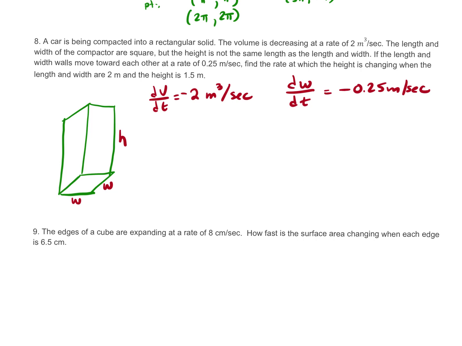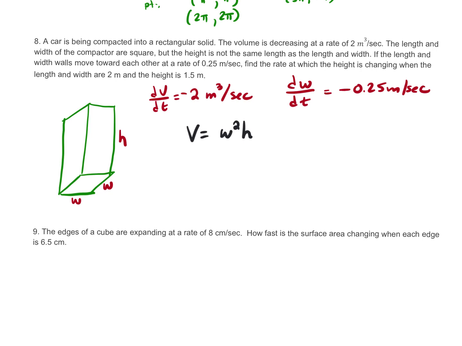And we want to know what rate the height is changing when the length and the width are those. So we first have to come up with a formula to start with. This is a pretty easy one. The volume of a rectangular solid is just length times width times height. So it's just W squared times H.